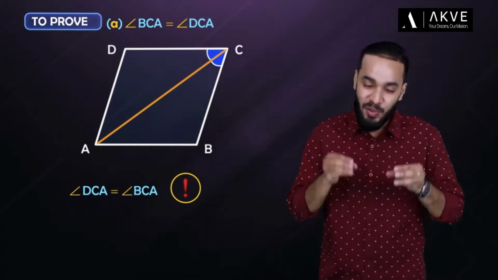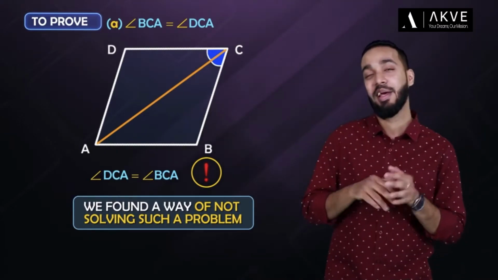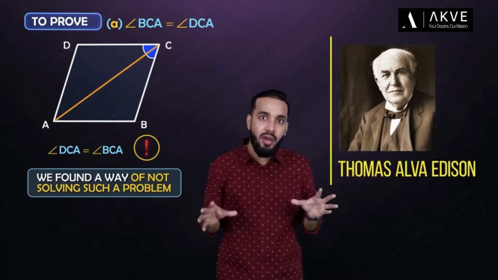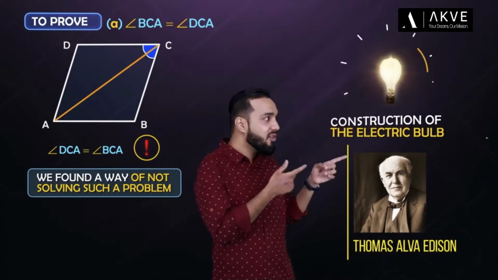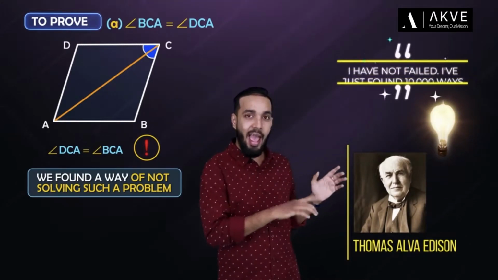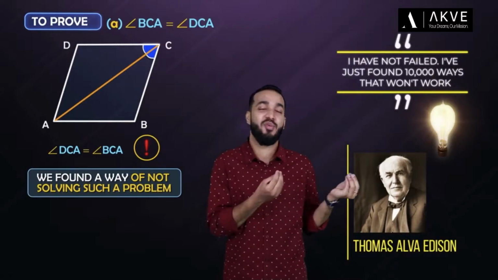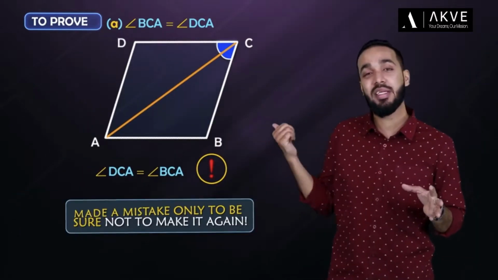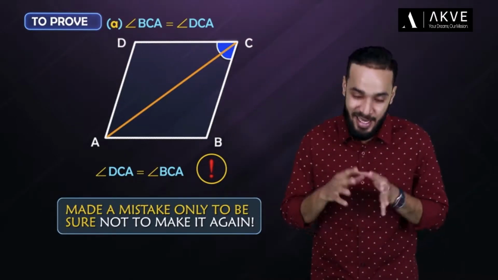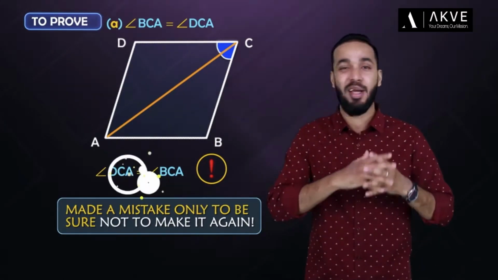No worries though. We just found a way of not solving such a problem. I'm sure you've heard about Thomas Edison. He is famous for never giving up in search for the construction of an electric light bulb. He once said, and I quote, "I have not failed. I've just found 10,000 ways that won't work." We made this mistake only to be sure not to make it again. So now, let's change our perspectives a little and try a different approach.